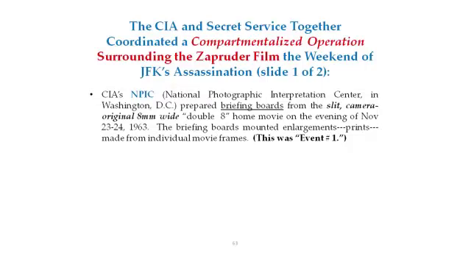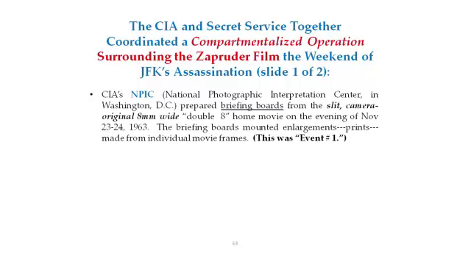So let's go through what happened that weekend, and let's examine who Dino Brugione was and what happened during these two briefing board events. As I've discussed, an 8mm wide slit Zapruder film arrived at the National Photographic Interpretation Center Saturday night. It was there from about 10 p.m. Saturday night until about 3 a.m. Sunday morning, the 24th.